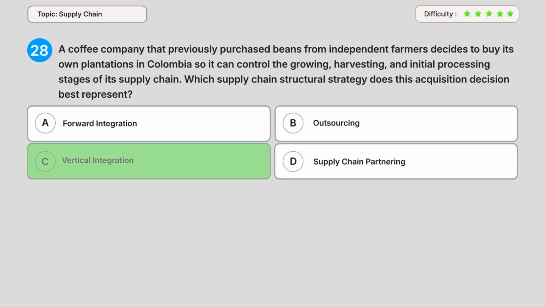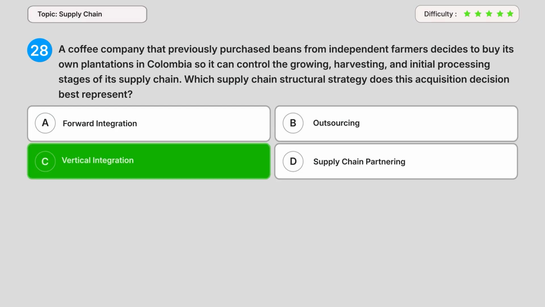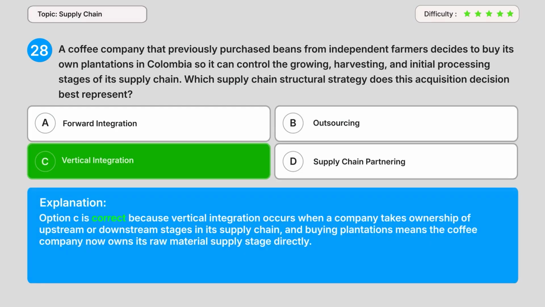Correct answer, C. Vertical integration. Explanation. Option C is correct because vertical integration occurs when a company takes ownership of upstream or downstream stages in its supply chain. And buying plantations means the coffee company now owns its raw material supply stage directly.